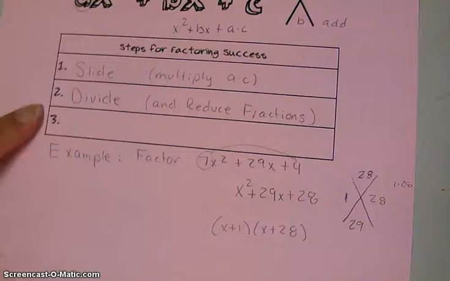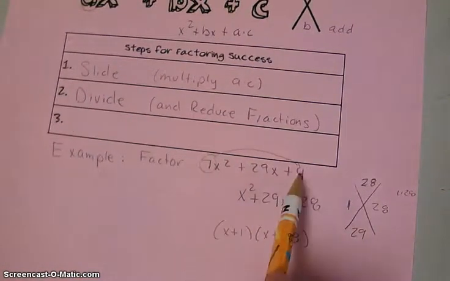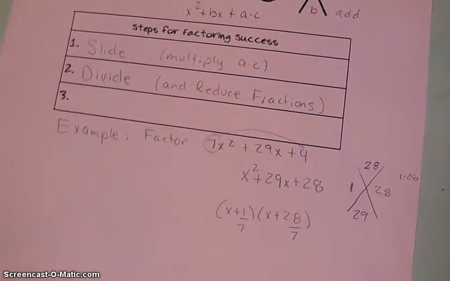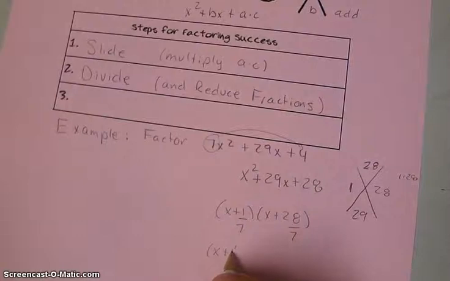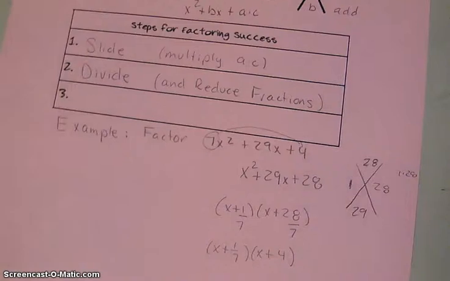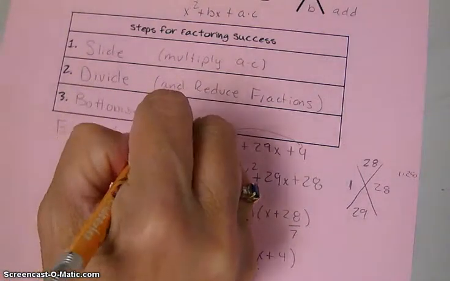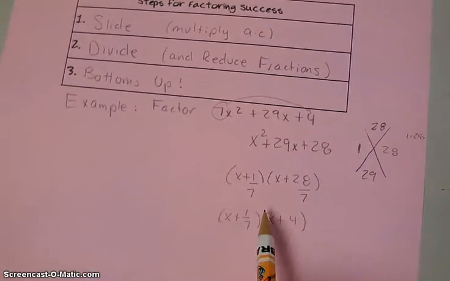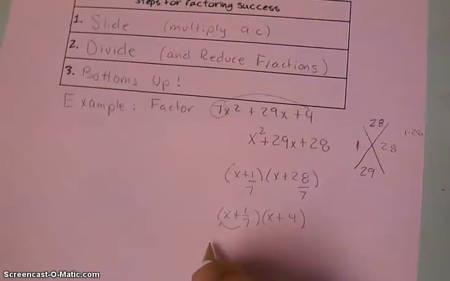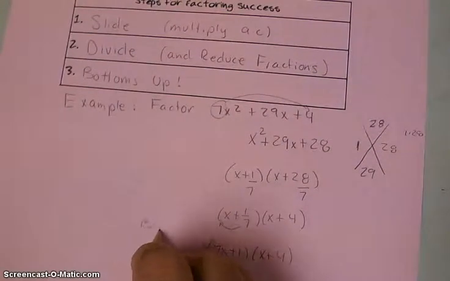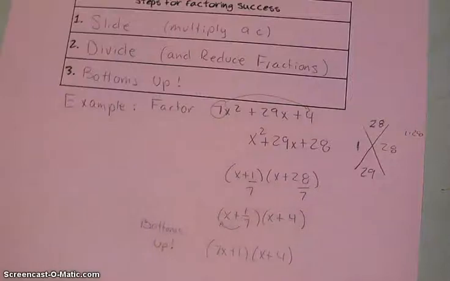Okay, my second step is to divide and reduce fractions. Since I multiplied this 7 through to get my factors, now I'm going to have to divide that 7 out. So I'm going to divide this by 7 and this by 7 and reduce my fractions. Well, this one cannot reduce, so I'm just going to leave it as x plus 1 over 7 times x plus, and then 28 divided by 7 is 4. Now that I reduced my fractions, my next step is what we call bottoms up. What that means is I'm going to take anything that's left in the bottom and move it up. So I'm going to take this 7 and move it up here. So this becomes 7x plus 1 times x plus 4.